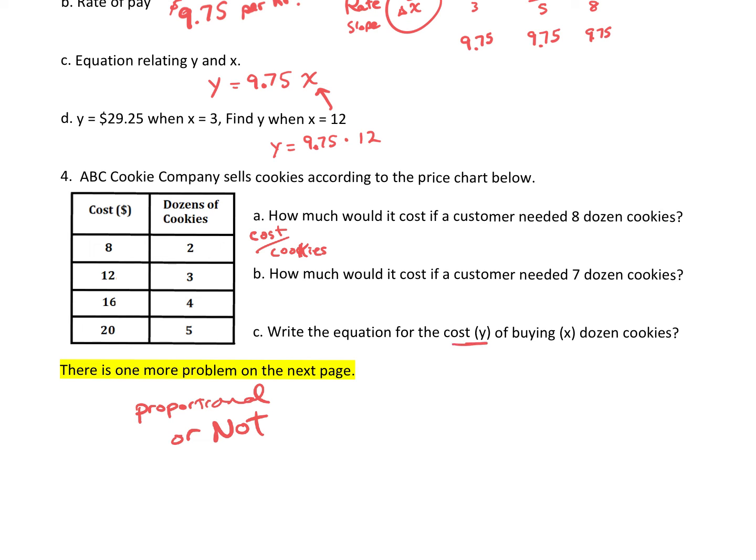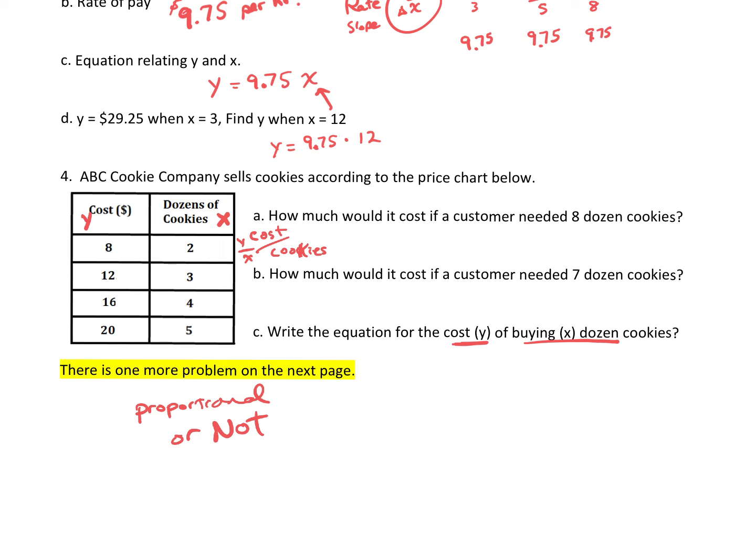The cost is y, and x is the dozen cookies. So if we did the cost over cookies, that is y over x. So we're in good shape there.